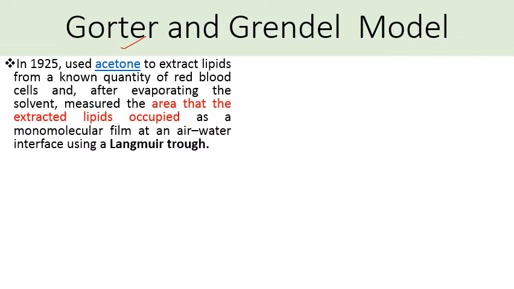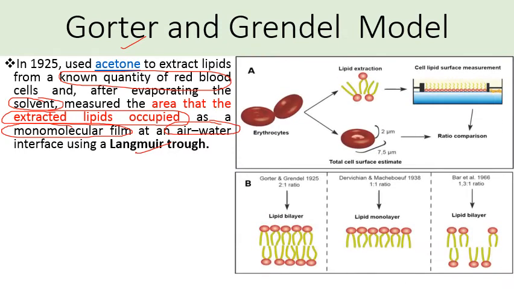The first model of plasma membrane is the lipid bilayer model, which was proposed by Gorter and Grendel in 1925. For this, they used acetone to extract the lipids from a known quantity of RBCs. After evaporating the solvent, they measured the area occupied by the extracted lipids as a monomolecular film at an air-water interface by using a method named the Langmuir trough.